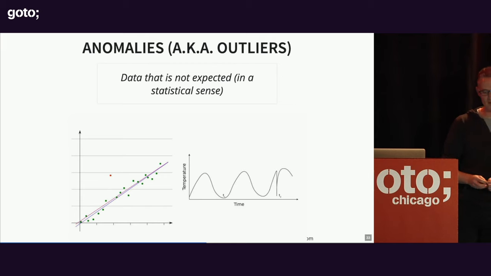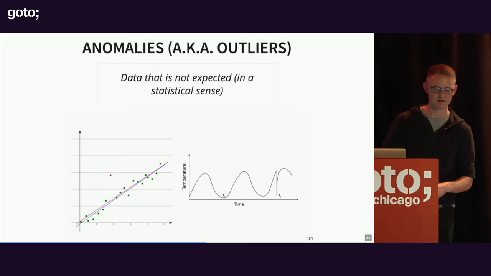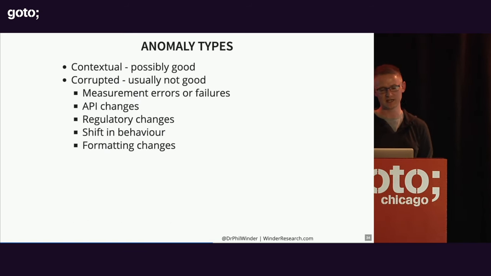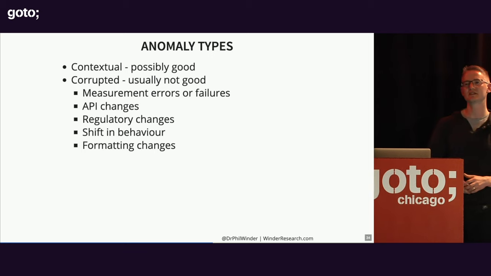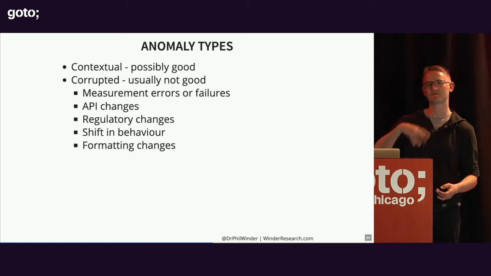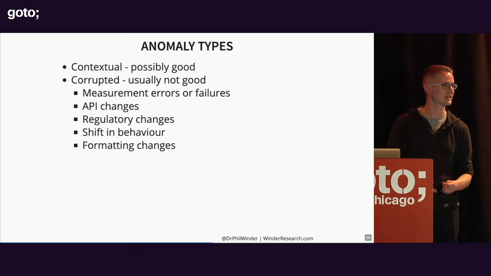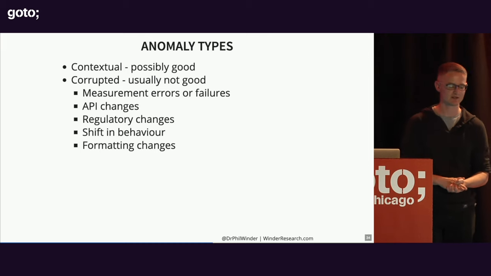And on the right-hand side, we've got an example of an anomaly that is an artifact of the way it's been generated, but it could be interesting. And that gives us different types of anomalies. We get the contextual anomaly. If you're trying to do fraud detection, for example, the definition of a fraudulent transaction is an anomaly. It's just not normal. So that's possibly a good thing to try and correct.